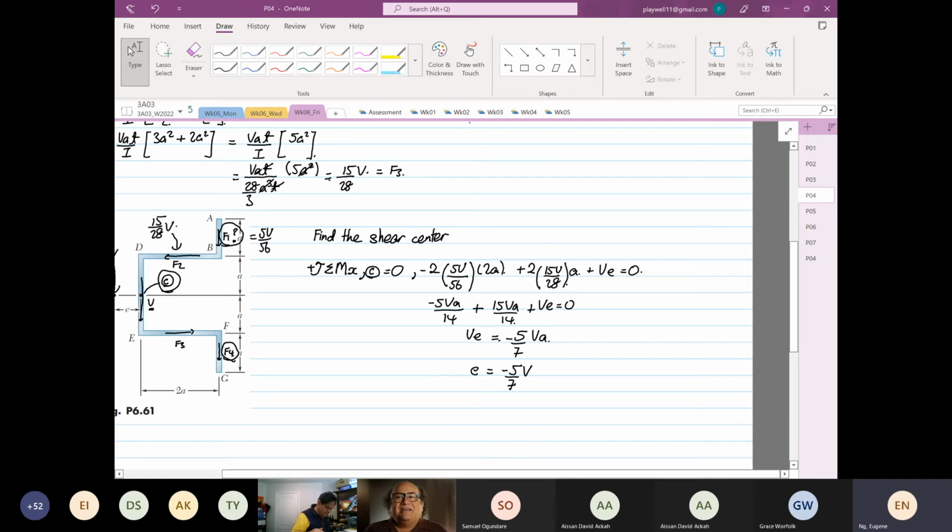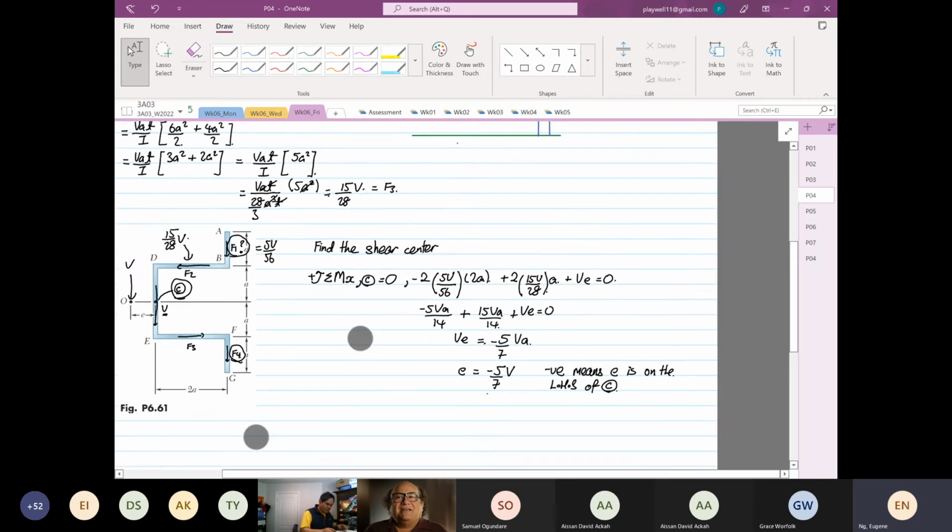So what you see is a minus sign. The minus sign means the shear center is going towards the left. That's why it's minus. So the negative means e is on the left-hand side of point C. Okay, so that is the location of the shear center. As I say, it's not difficult at all. I think the worst you have done already is the thin wall analysis. Now once you look at all this, so easy.